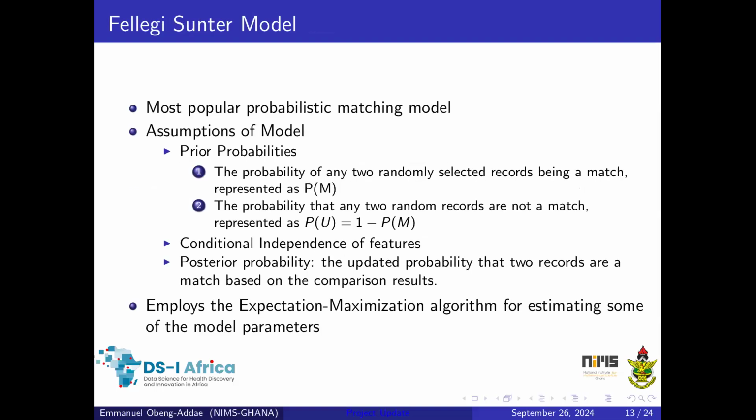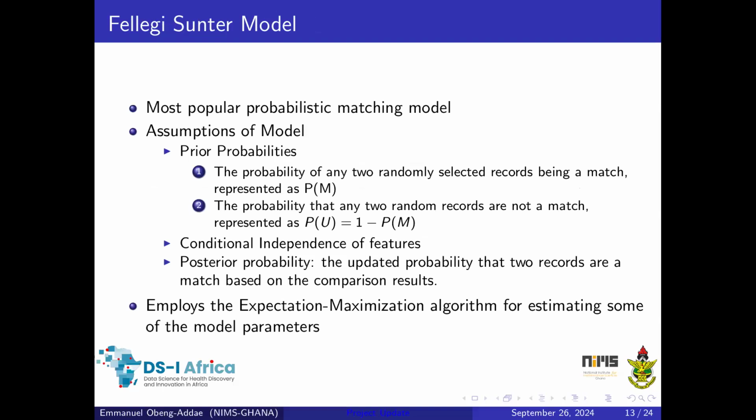So now we'll go into one of the most popular probabilistic matching models, which is known as the Fellegi-Sunter model. It was brought up by Ivan Fellegi and Alan Sunter in the year 1969. So the first thing we want to look at are the assumptions of the Fellegi-Sunter model.